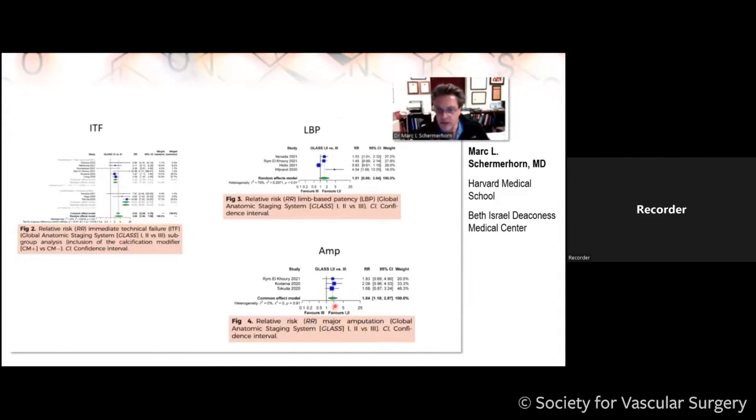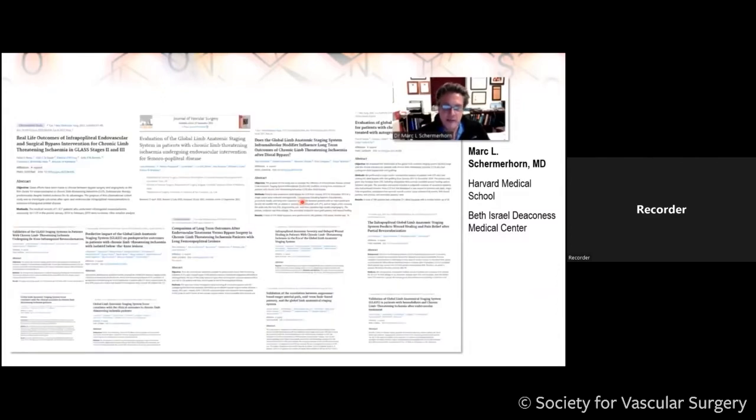Amputation was associated with the class 3, and limb-based patency, not quite statistically significant, but close, again, favoring the earlier GLASS stages 1 and 2 over 3. Now, lots of other papers are coming out, and we'll probably have more meta-analyses in the future. But looking through all these papers, I suspect that if they were added to the existing meta-analyses, they would not change the conclusions at this point.